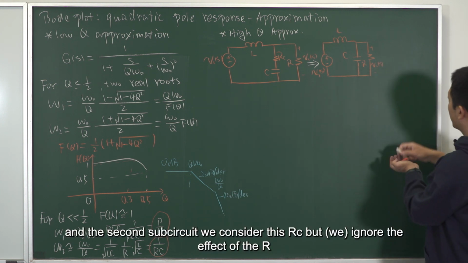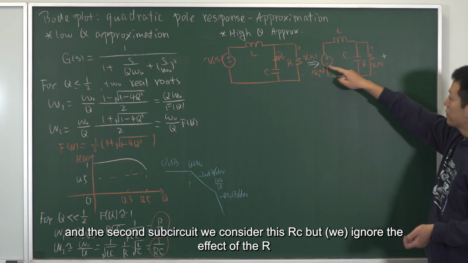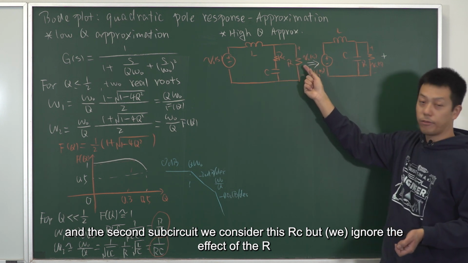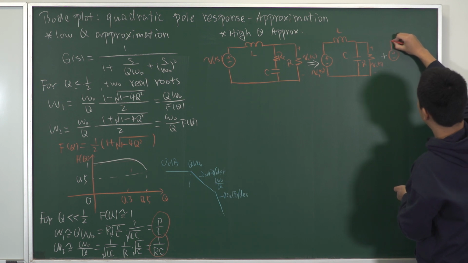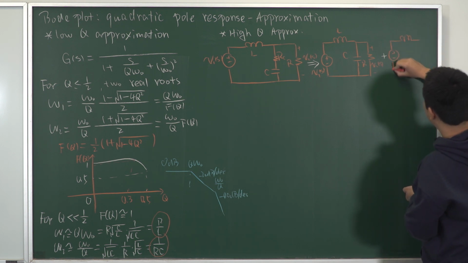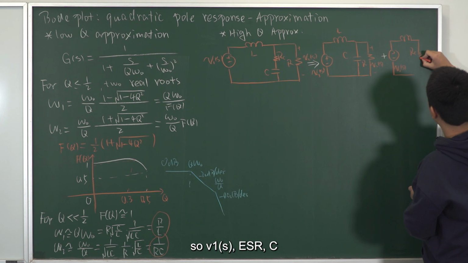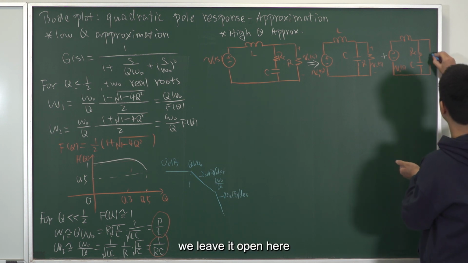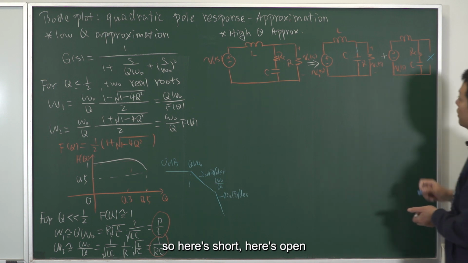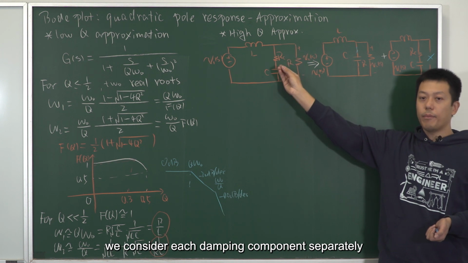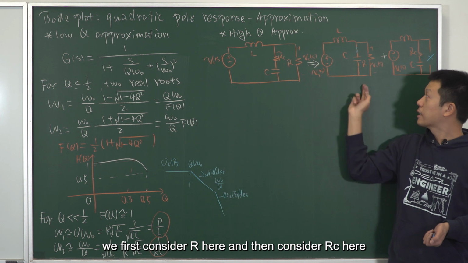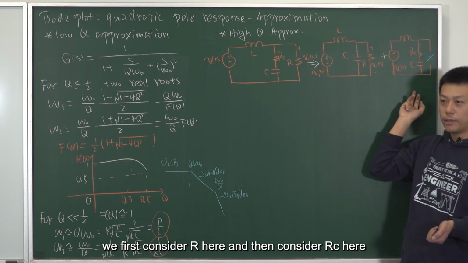And the second sub-circuit, we consider this RC but ignore the effect of R. So V1S, ESR, C. We leave R open here, right? So here is short, here is open. Those two sub-circuits are like we consider each damping component separately. We first consider R here, and then consider RC here.